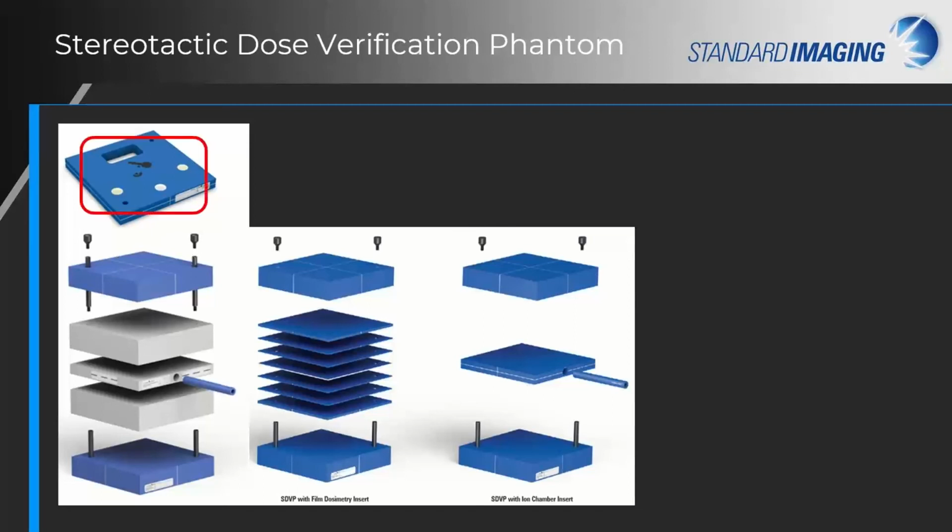Perform a rigorous check on your TPS's reconstruction capabilities using the target and avoidance structures in the Dosimetry QA insert. We also provide heterogeneity inserts in lung equivalent materials for performing Monte Carlo type calculations, something normally found only in much pricier phantoms.